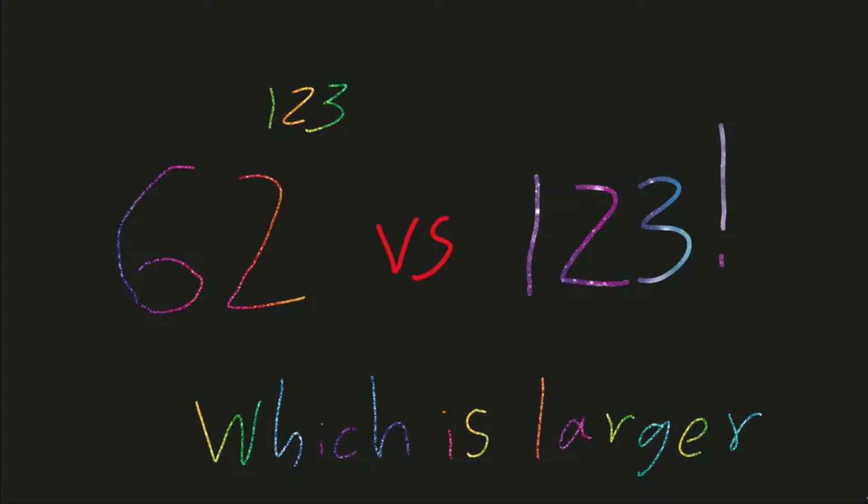So today we've got this nice number theory problem. On the left hand side we've got 62 to the power 123, and on the right hand side we've got 123 factorial. The problem is to find out which of these two numbers is larger.